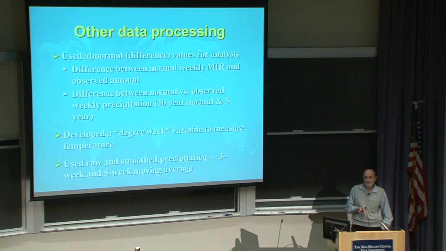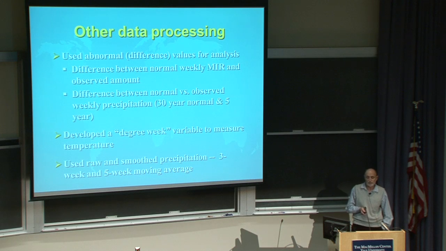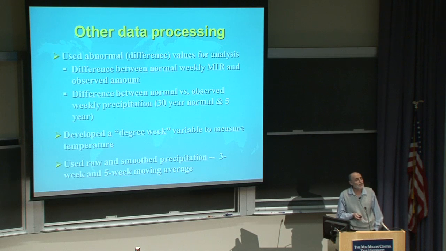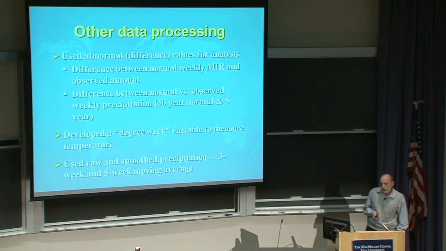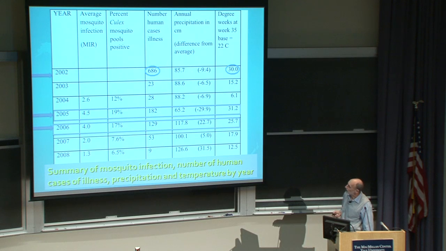For example, we looked at the difference between the normal weekly MIR and the observed amount, the difference between the normal versus the observed weekly precipitation, and we found out that the degree week was a good way to use temperature data. And then we used both raw and smooth data for 3-week and 5-week averages.